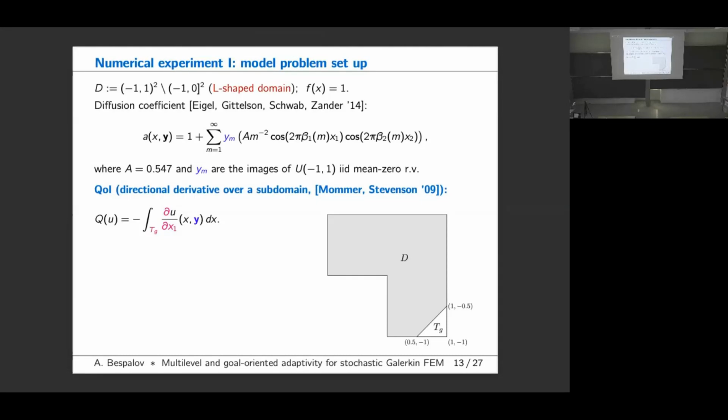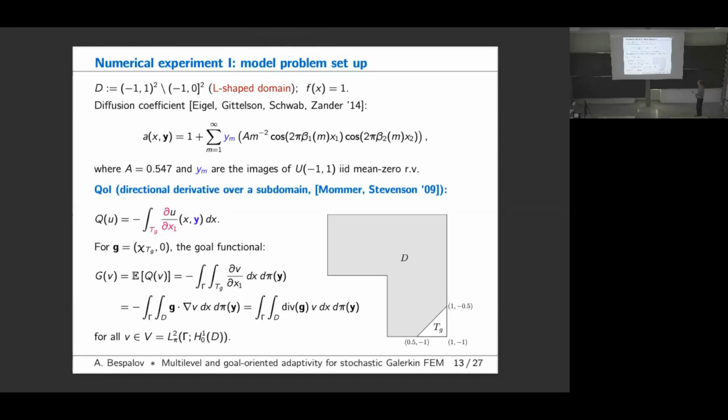Totally confused, but so the goal functional is still a function of y. Yeah, no, this is the quantity of interest. The goal functional is the expectation of this. Okay, so it's really a scalar quantity. Okay. Yeah. Thank you.